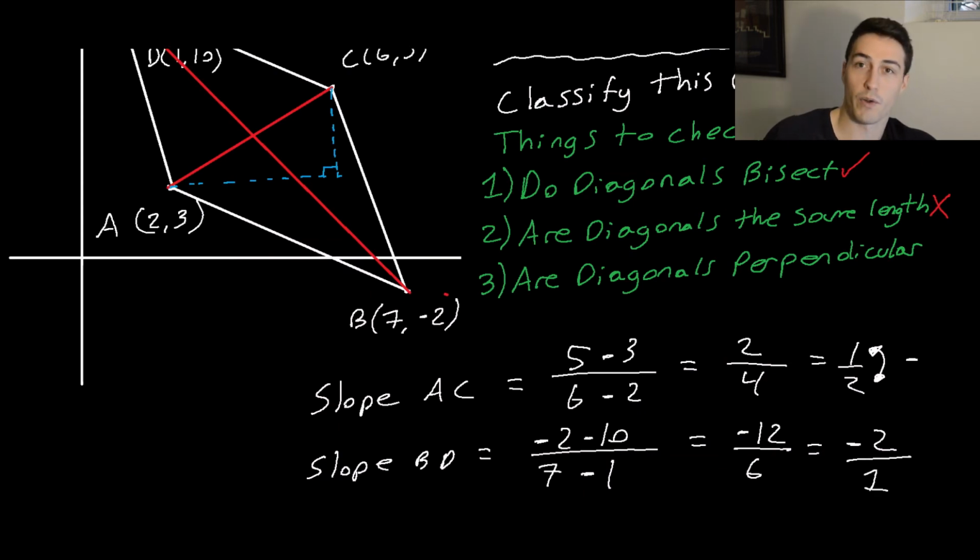So here, we actually find that the slope of AC is the negative reciprocal of BD. So that means that they're perpendicular. So we passed this test, and now we can conclude that this shape here is a rhombus.